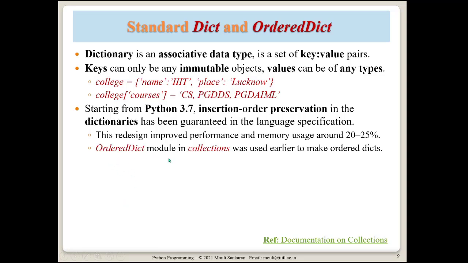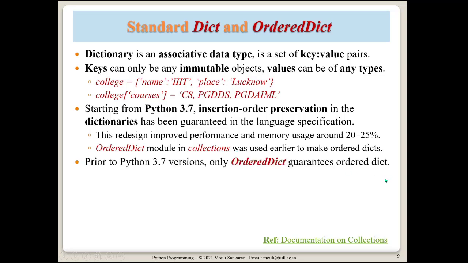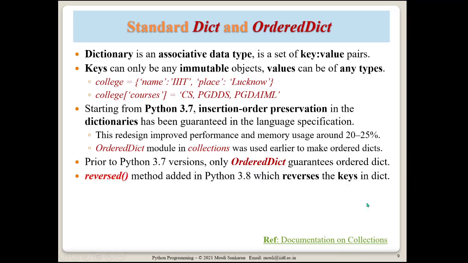Now the ordered dictionary, which is part of the collections module, was used earlier to make an ordered dictionary, which I mentioned. Prior to 3.7, only ordered dictionary guarantees order. Okay, I hope this is obvious. The dictionaries were not maintaining the order. You can maybe see some documentation related to this here.